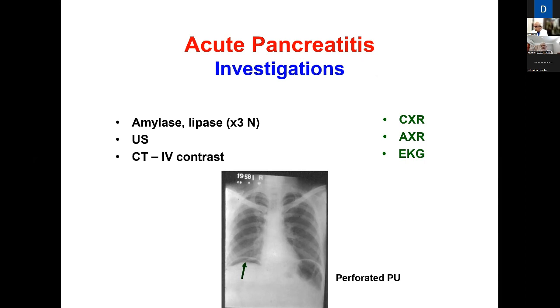But in all these patients who present with acute severe upper mid-abdominal pain, we must always remember and keep in mind the supradiaphragmatic, that is cardiac and respiratory causes of what is perceived by the patient as abdominal pain, but the origin is actually in the chest, and therefore a chest X-ray, an abdominal X-ray to look for any evidence of acute intestinal obstruction, and an ECG.